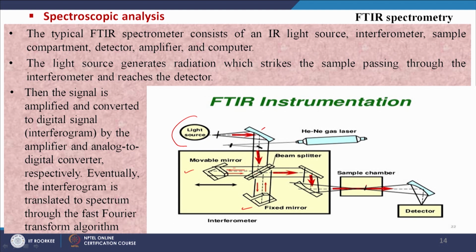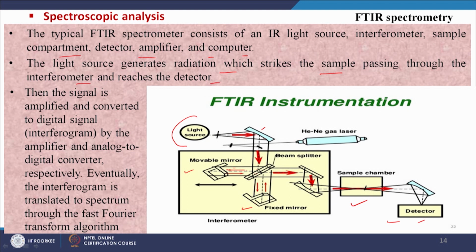This single beam is passed through this sample chamber. Here we will put the sample, and then it will be detected. From the sample this ray will be going out and it will be coming to the detector. So, the typical FTIR spectrometer consists of an IR light source, interferometer, sample compartment, detector, amplifier and computer, and the light source generates radiations which strike the sample, passing through the interferometer and reaching the detector.